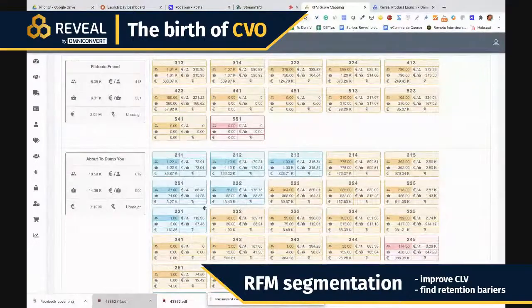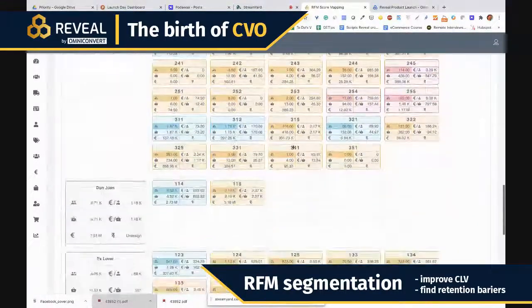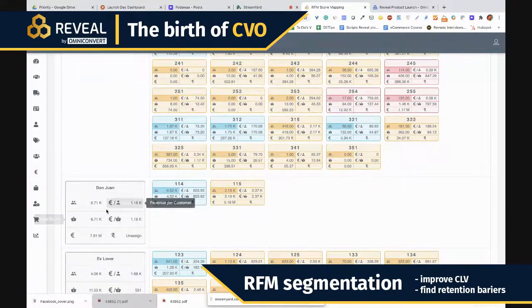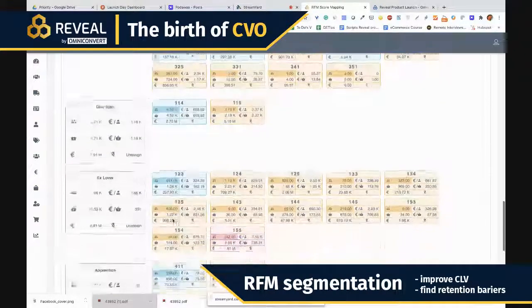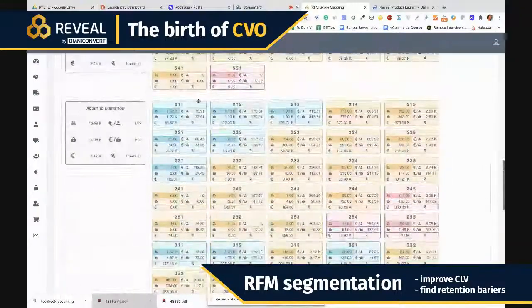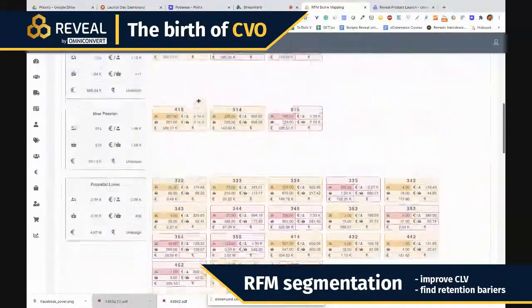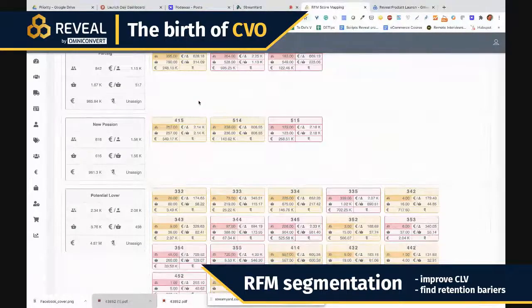Also, you will find the about-to-dump-you groups, and you'll find some anomalies like the Don Juans. Here you'll be seeing things like the customer who placed only one order a long time ago, so one in recency, one in frequency, but high scores in monetary value, so 4 and 5. These kinds of anomalies are important because they give you insights about how your customers are actually looking.